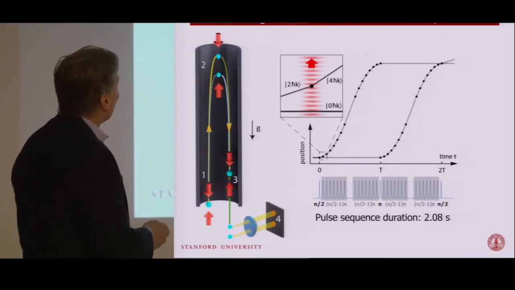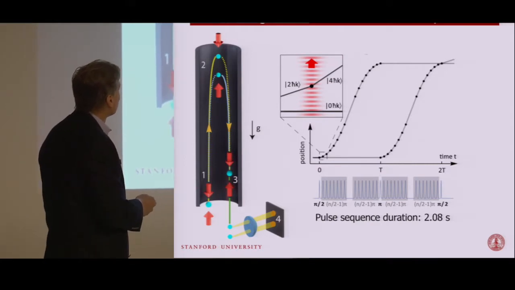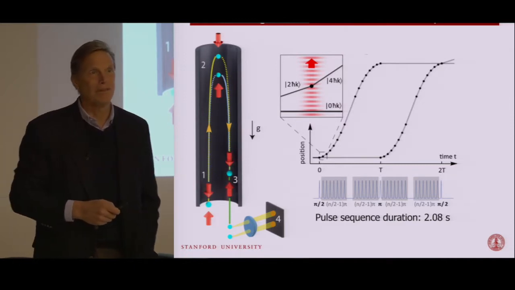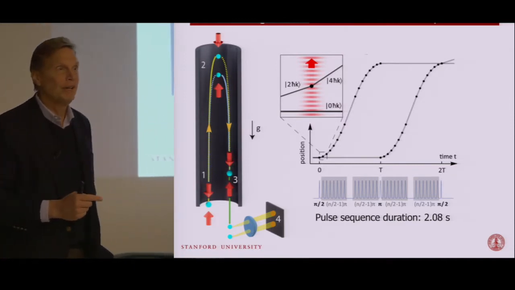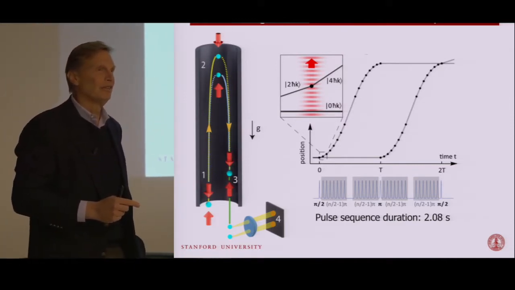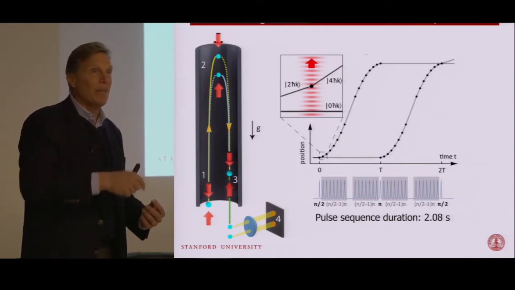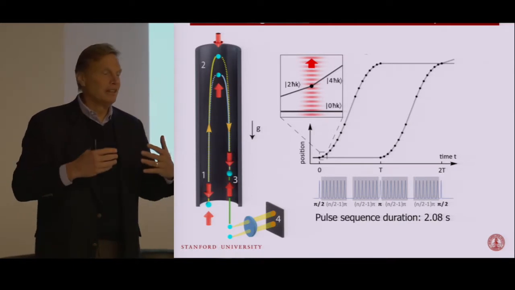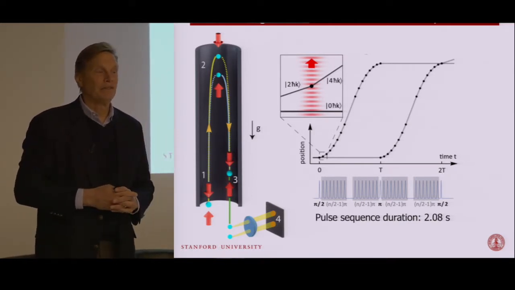And here's how I make an interferometer. At time t equals 0, we come in with one pulse of light, which by analogy with MRI spectroscopy, we call a pi over 2 pulse. This pulse of light is associated with a standing wave that Bragg diffracts atoms off the potential induced by the light field.